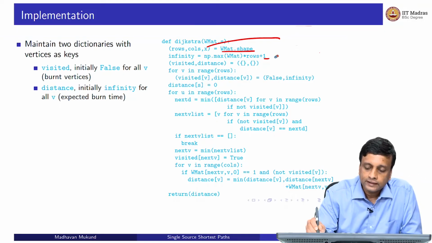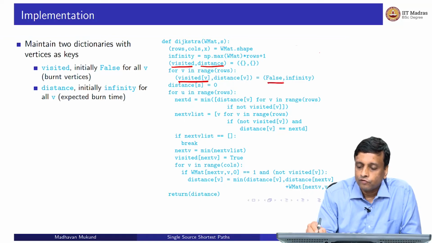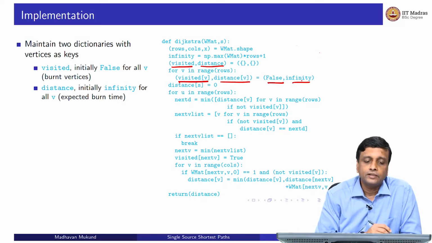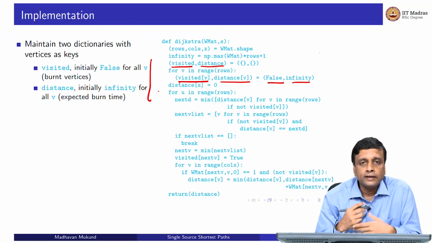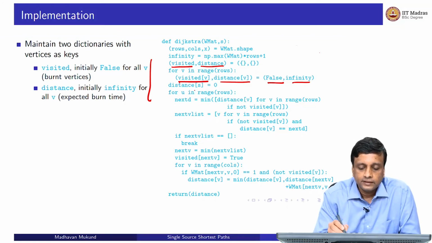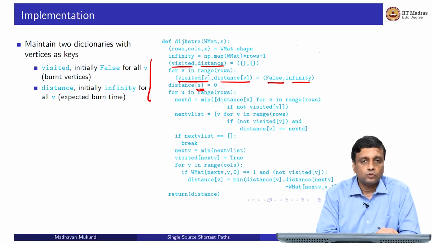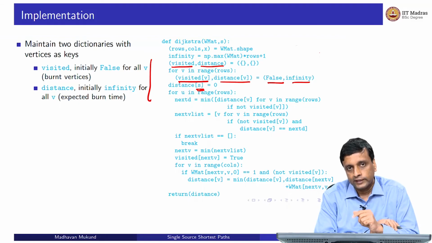Okay, so now I have this visited dictionary and the distance dictionary, and for every vertex initially I set visited to false and I set distance to infinity. So this is my initialization, that is what I have done so far. Now I am ready to get started. So the way I get started is by saying let me set the distance of the source vertex to be 0, but I have not yet visited it because I am going to put that into this loop.